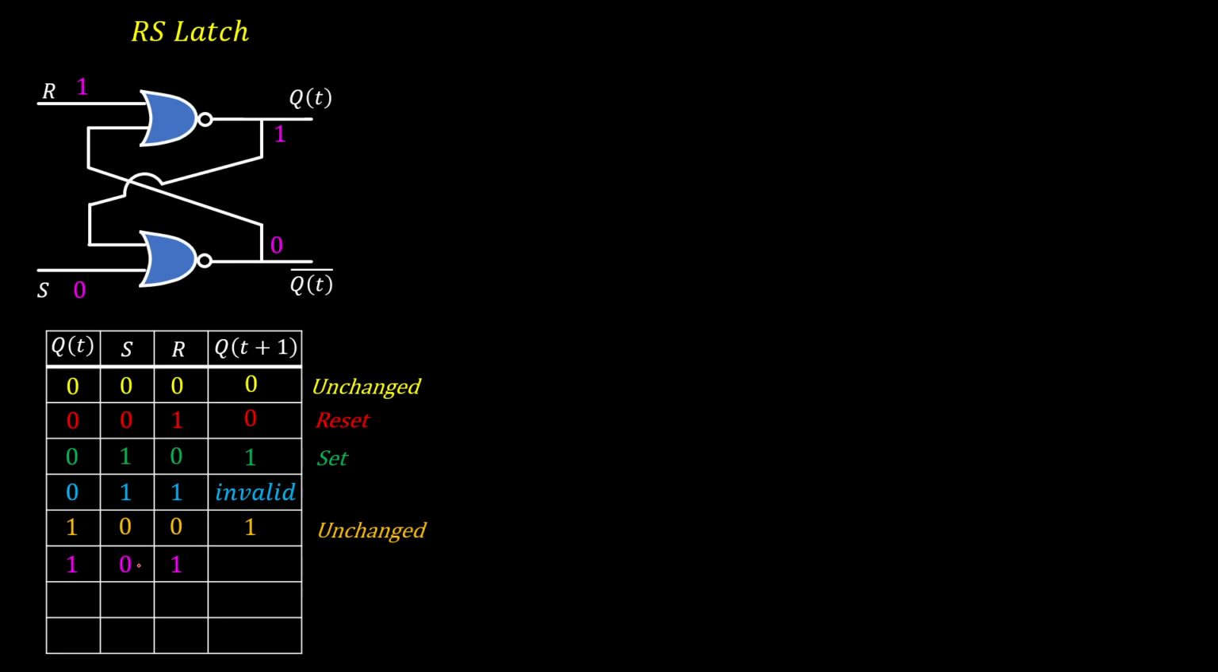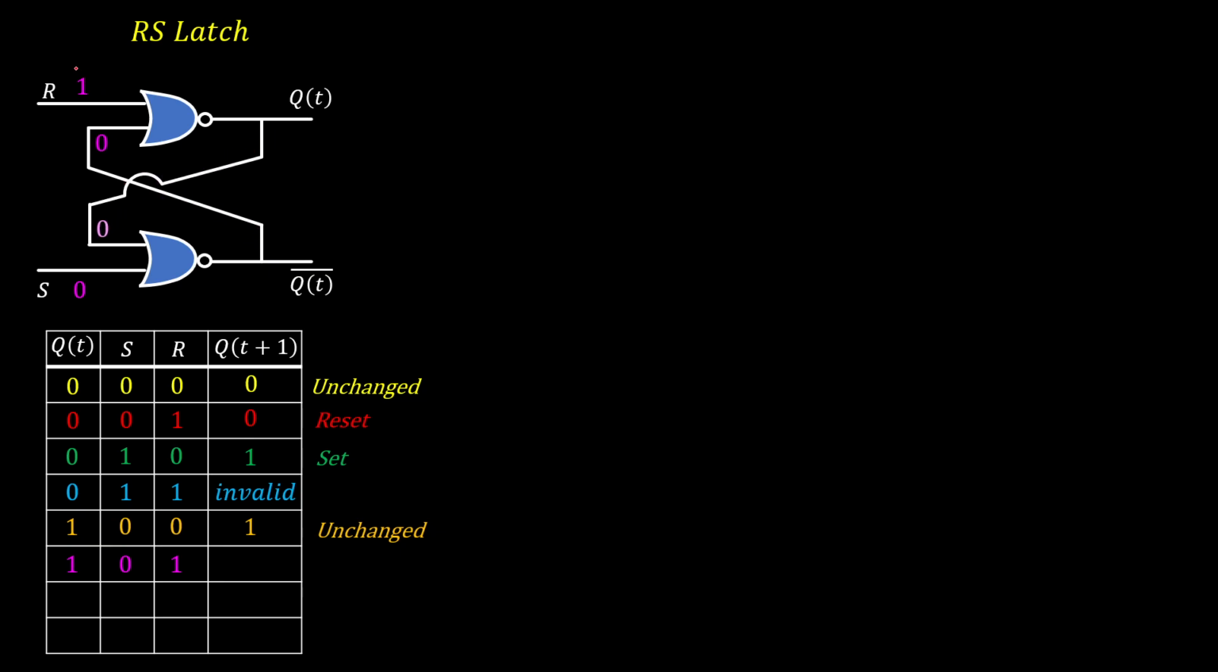Here Qt is 1, S is 0, R is 1. R is 1, S is 0, Qt is 1. So Qt bar is 0. Qt and Qt bar will go to the input. For first NOR gate, one input is 0, so output is low. For second NOR gate, again one input is 0, so output is low. Qt and Qt bar are both zeros, which is invalid. So we will send these two zeros to the feedback.